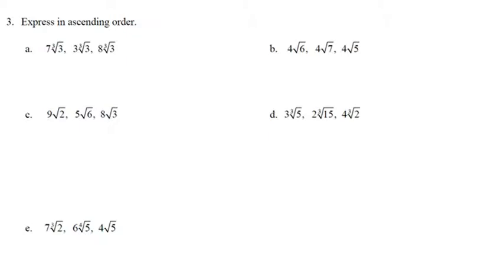Okay? So how do we compare these? Well, this is pretty easy. 3 cube root 3 is smaller than 7 cube root 3, which is smaller than 8 cube root 3. Since they're like terms, we just write them out. 3 cube root 3, 7 cube root 3, 8 cube root 3. Nothing exciting to do there.